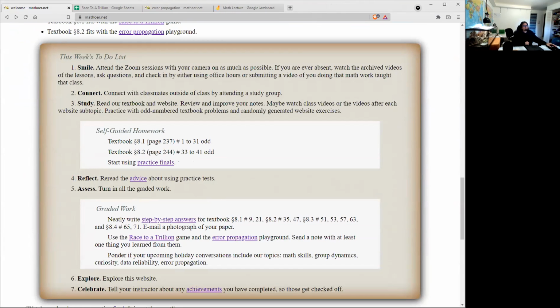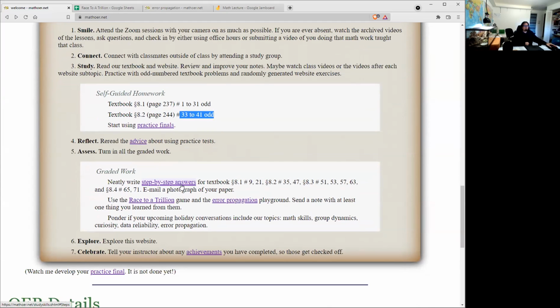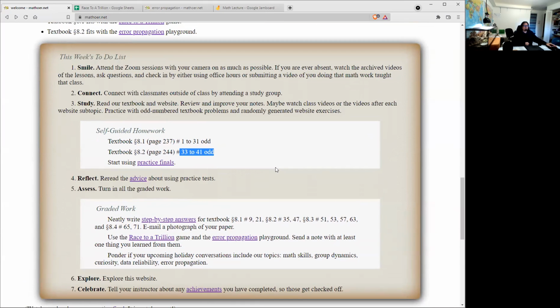Your homework this week is just to do a few problems. We're almost done with the textbook. Start taking some practice finals as much as you can. I know Thanksgiving will get in the way. You have 10 problems to write up as always. No more 10 exercises with codes, just play with the race to trillion and error propagation. And if you want, meet me Sunday and catch up on achievements. To-do list okay?